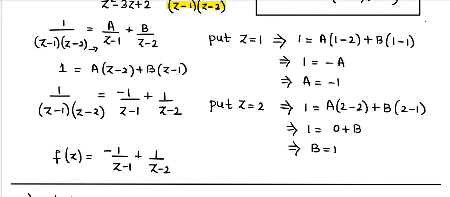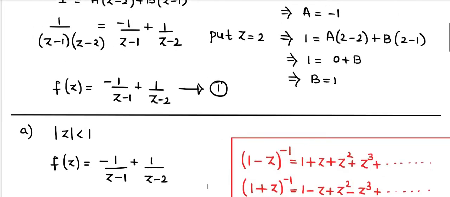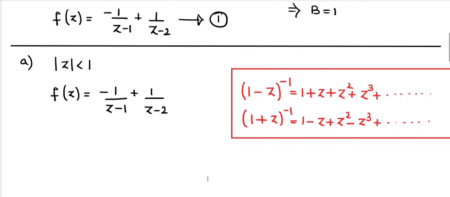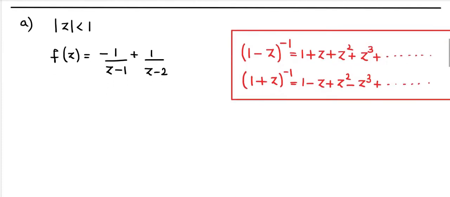After making use of partial fractions, we have converted our function as sum of the terms. Now we are going to expand this function using this representation. Call this equation number 1. Now let us consider our first region. Our first region is modulus of z less than 1. So we are going to make use of any one of these binomial expansions to expand this function in terms of Laurent series. In both these expansions, mod z must be less than 1.